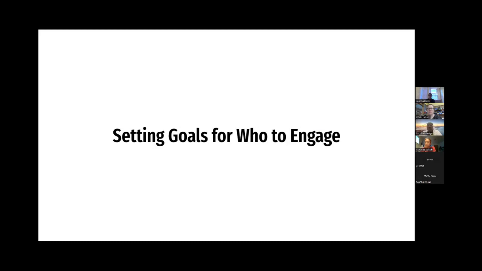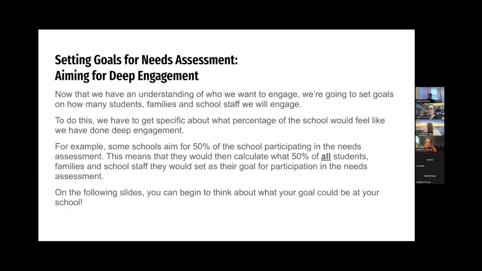So the first thing that we want to talk through is how we set goals for who to engage, right? There's lots of students in the school. There's lots of families in the schools, and there's also lots of school staff. How do you make sure that all of those different stakeholders are getting engaged? And I want to offer up, based on some of the research that CTA has done, a couple of important ways to think about this.